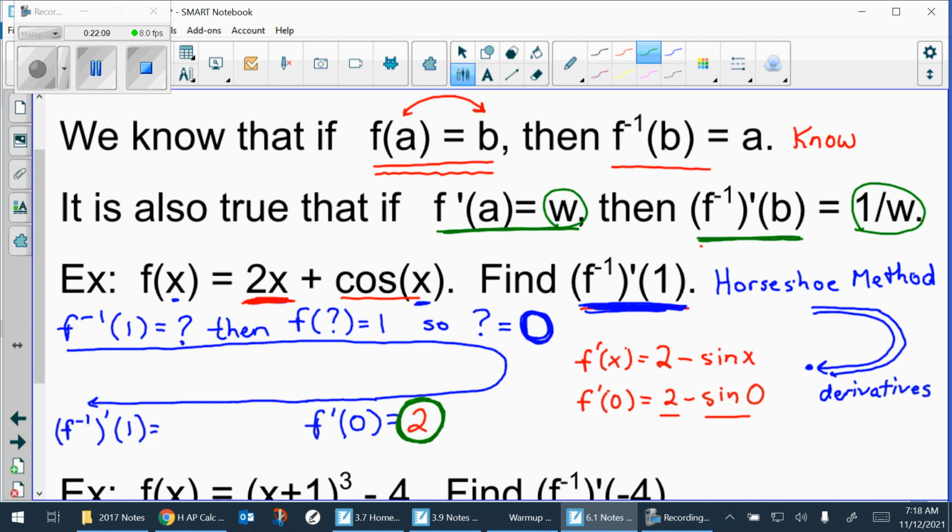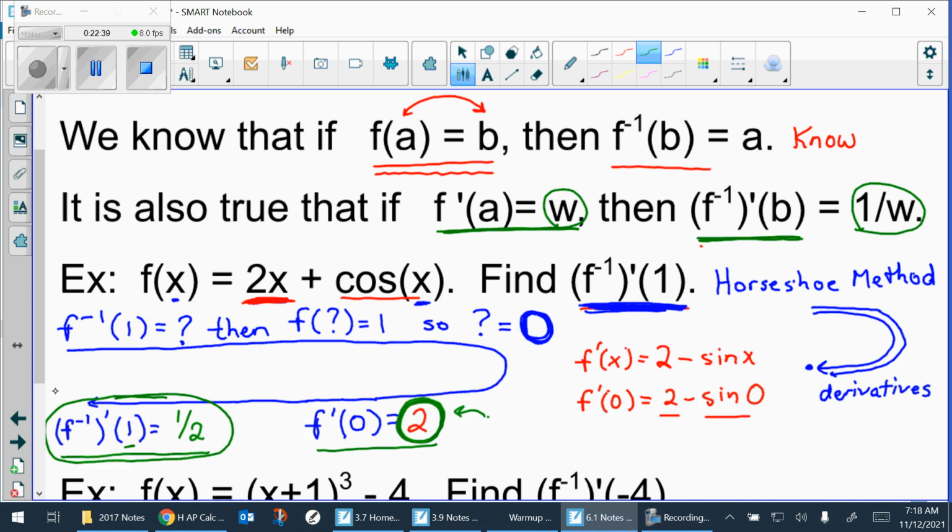And there was no way to find the actual inverse function. So we used the function. We found its derivative at 0. So the derivative of the inverse at 1 is going to be the reciprocal of this guy. It's going to be 1/2. And that is the final answer to this problem.